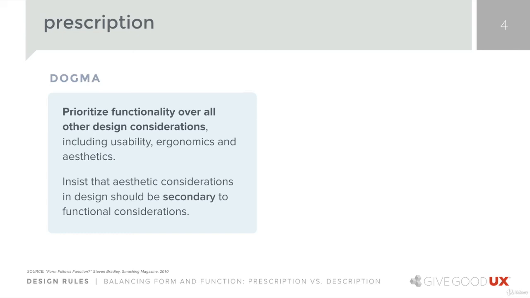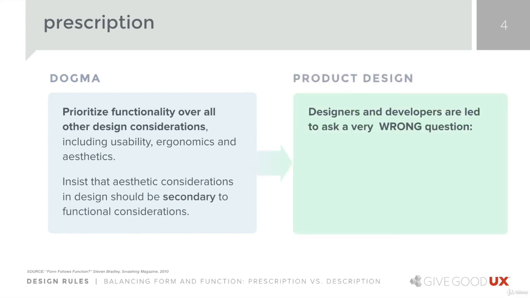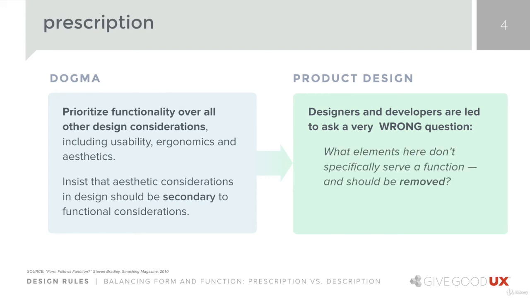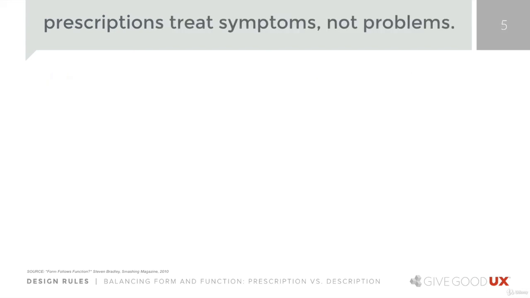But you have to understand where this deep bias comes from. I'm telling you all this so that you're aware of it. When you have these arguments, you can say to yourself, okay, I know where that's coming from. And you can calmly address it with the ammunition I am giving you right here. In product design, right, designers and developers are led to ask a very wrong question. And that question is, what elements here don't specifically serve a function and should be removed? Again, there's emphasis on functionality. It's the wrong question. Prescriptions like this treat symptoms, not problems. And as I said to you earlier, design is problem solving.